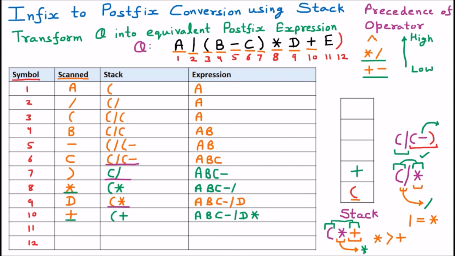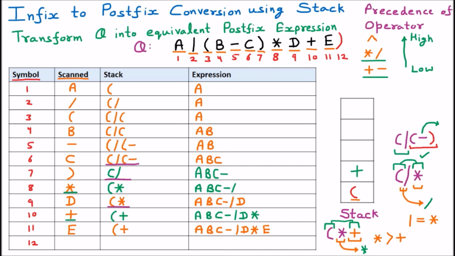Now it's time to scan the 11th symbol, that is E. We know that E is not an operator, not a bracket, so it will come after the expression. So A, B, C minus divide D and star as it is, and afterward E will come. And the stack entry, which is the starting bracket and plus, will remain the same.